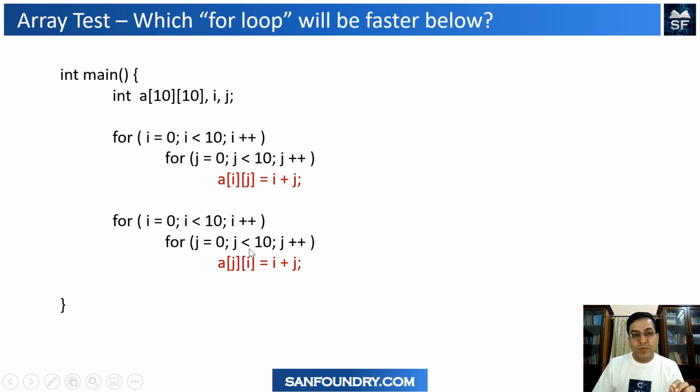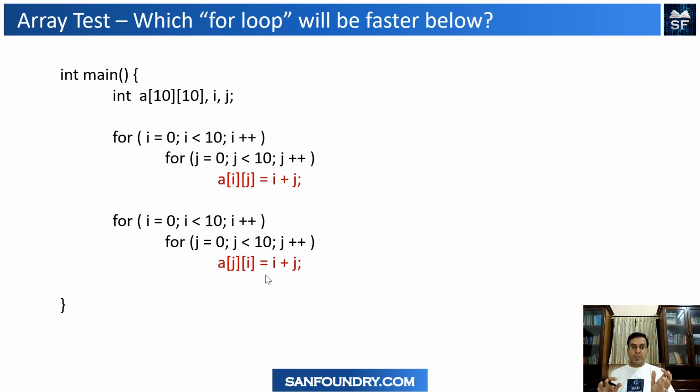If you are more careful, you will see that we are doing, for i equal to 0, i less than 10, and then for j equal to 0. Similarly, the second one is for i equal to 0, i less than 10, and then for j equal to 0. So the for loops are absolutely the same. But we are using a[i][j] and a[j][i]. Okay, so these are the two for loops.